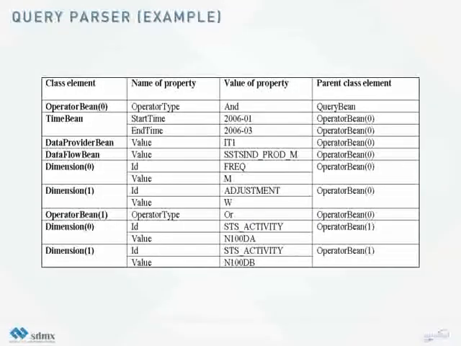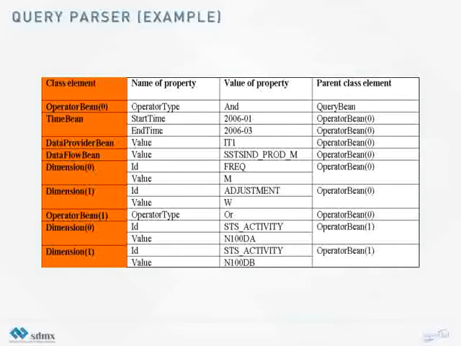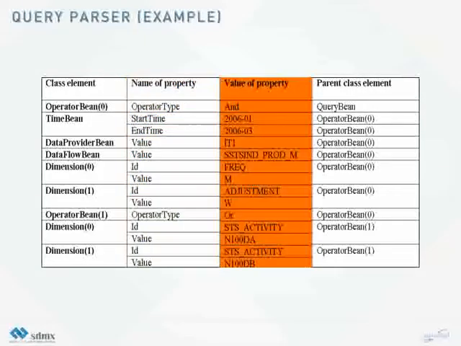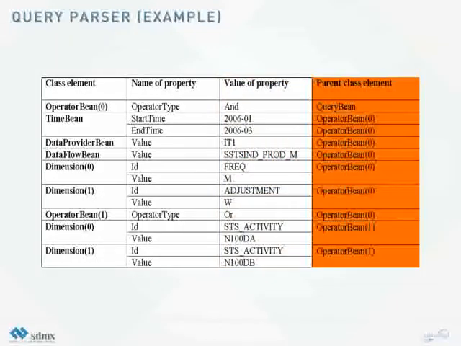The output of the query parser is a query bean object containing the following information. Column 1 represents the name of classes that are inside the query bean object. Column 2 represents the name of the properties belonging to the classes indicated in column 1. Column 3 represents the value of the properties indicated in column 2. Column 4 represents the parent classes to which the classes indicated in column 1 belong.